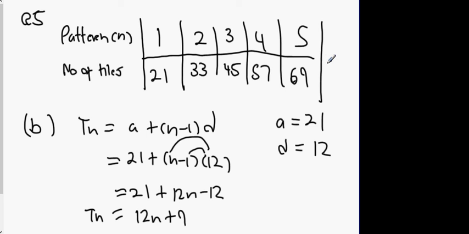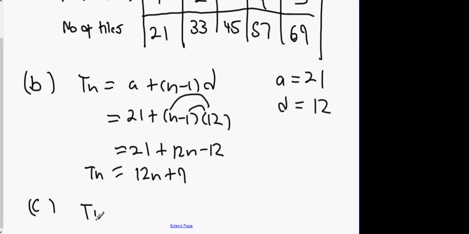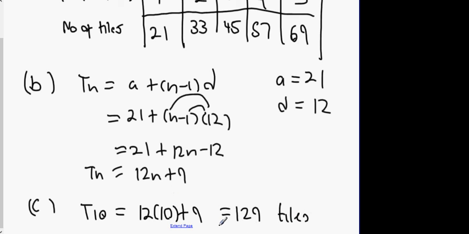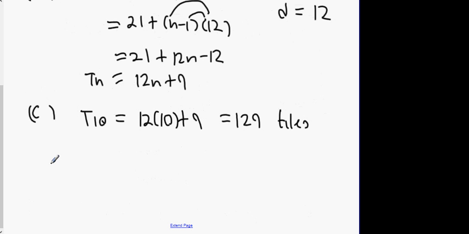Some of you did that, it's full marks. A quicker way of doing it is to realise that you're looking for T10, and what this does is the counting for you. Okay? So it's going to be 12 times 10 plus 9, 129 tiles. Once that's done, we're on D.